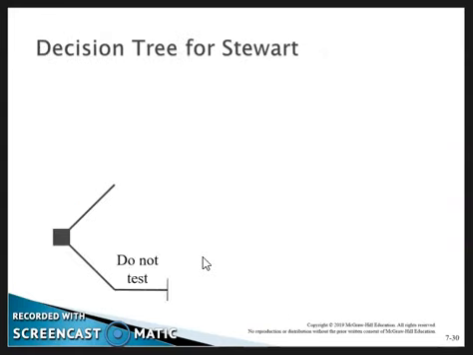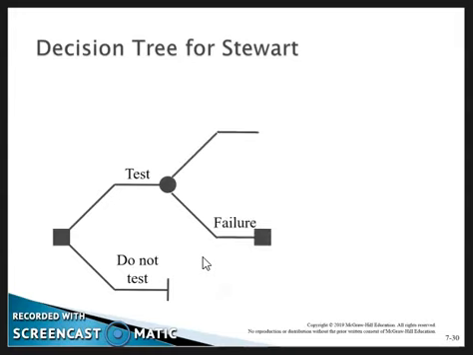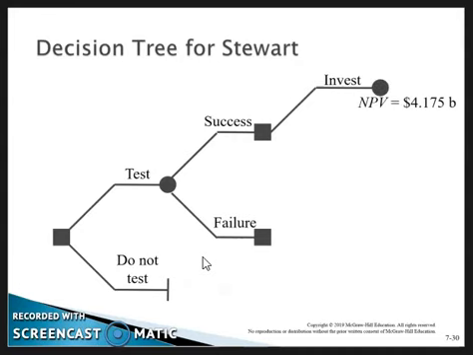So, an example here, we have a decision tree for Stewart. The first decision is test or not test. Then if we test, we come to the point where we receive information. So we either have success or failure. Once we have those two, we decide whether we want to invest or do not invest.